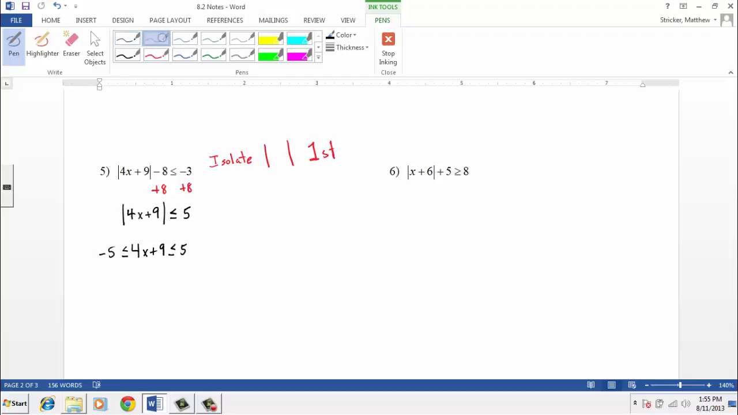Okay, now we already talked about how to solve something like this. We would first subtract 9 everywhere, which means we have negative 14 is less than or equal to 4x is less than or equal to negative 4. And then we would, of course, divide everything by 4. This left-hand side reduces to negative 7 halves is less than or equal to x is less than or equal to negative 1.